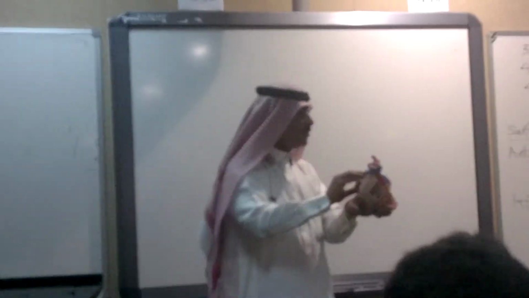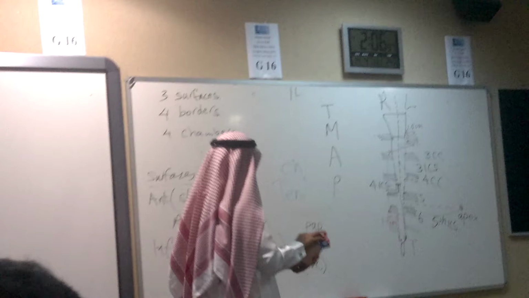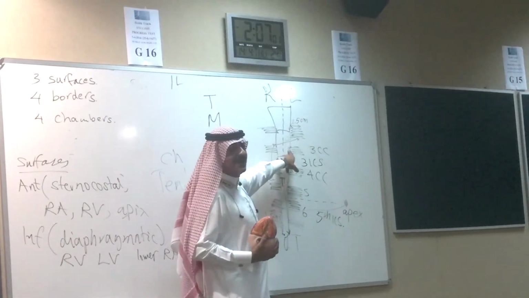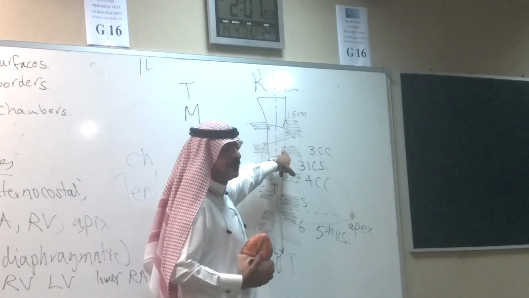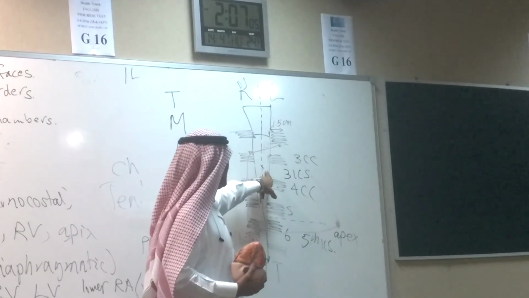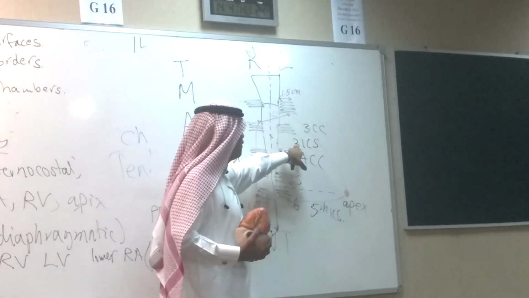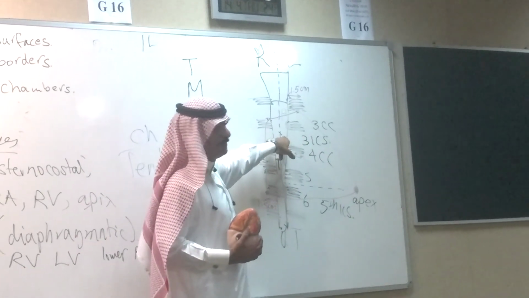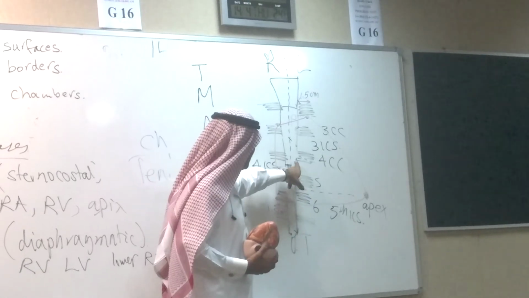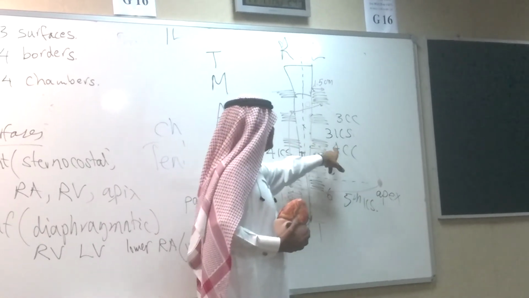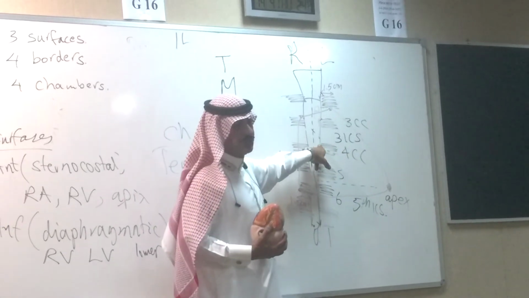Position of the valves. The pulmonary valve is located at the medial end of the third costal cartilage. The aortic valve is located behind the left half of the sternum, opposite the third intercostal space. And the mitral valve is located on the left side of the sternum, opposite the fourth costal cartilage.